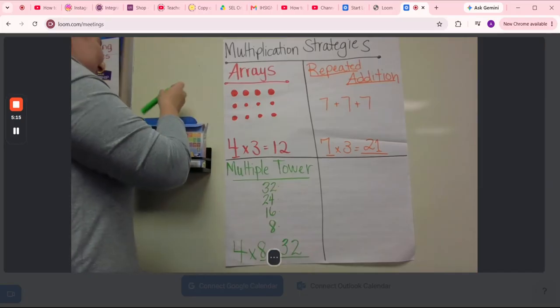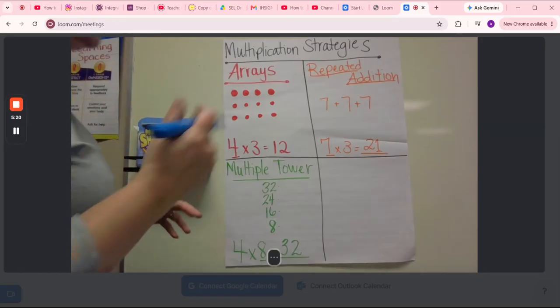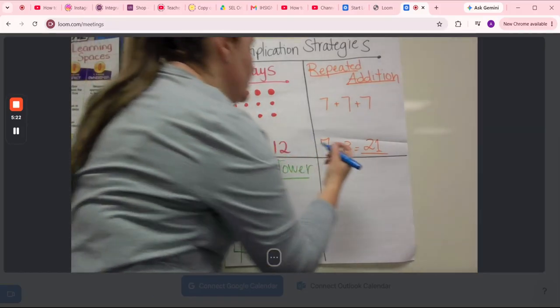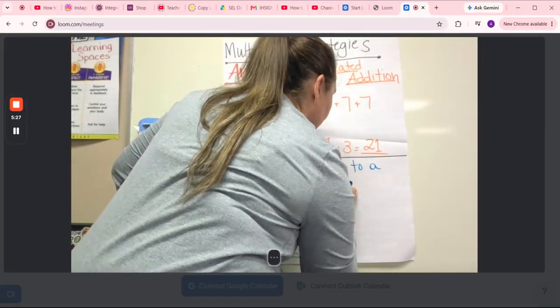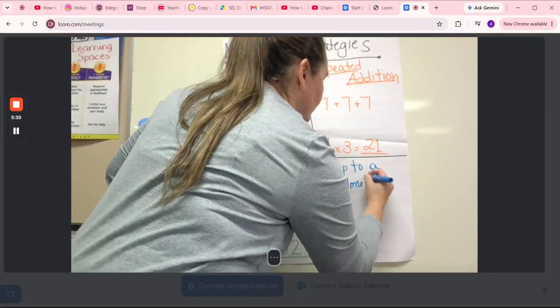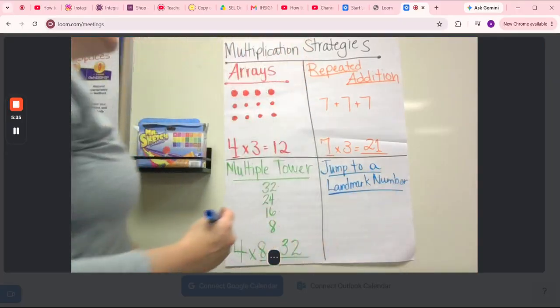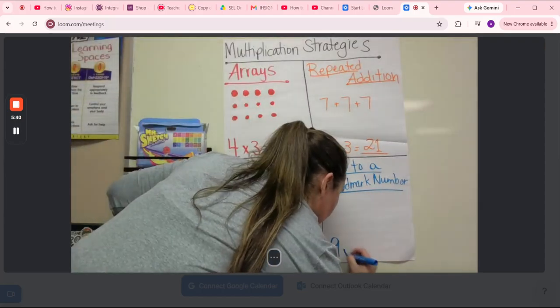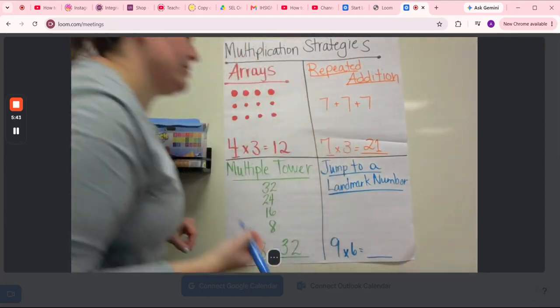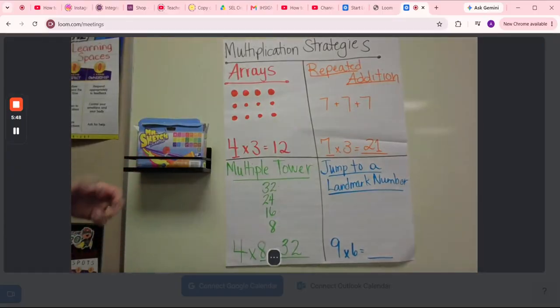The last strategy that I show them works well if you are going to do larger numbers. So we call this one jump to a landmark number. So those landmark numbers are numbers that some kids will call easy count bys. So I'm going to up the ante here a little bit with a higher number. You might want to do 8 times 6, maybe 9s if somebody in the younger grades has shown them how to use their fingers with 9s.